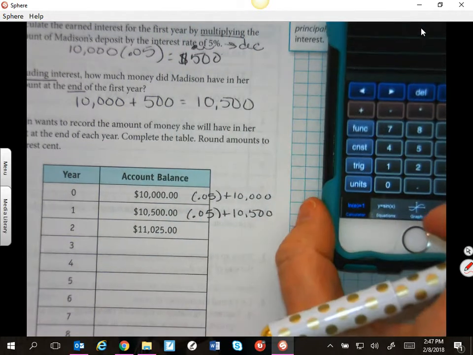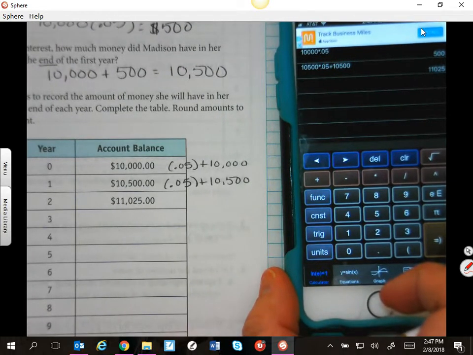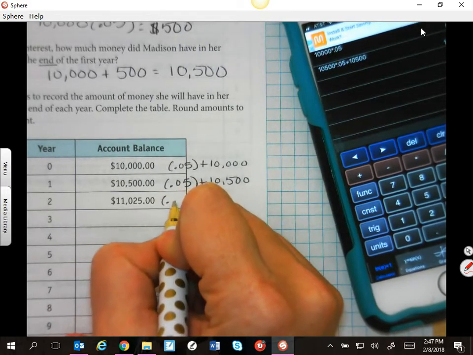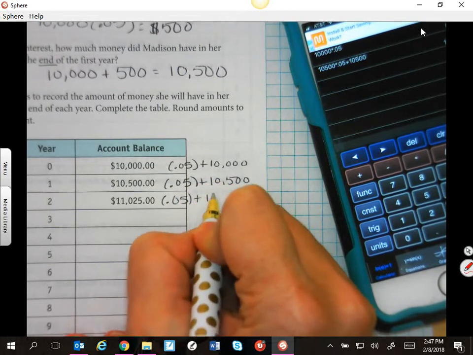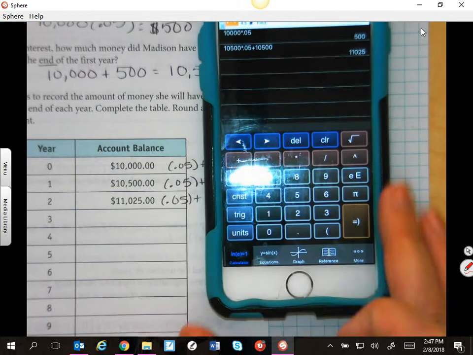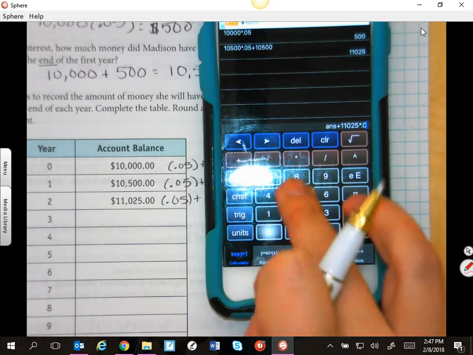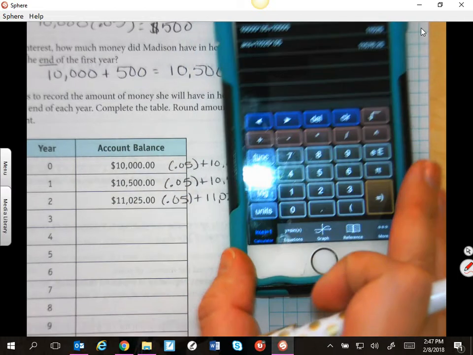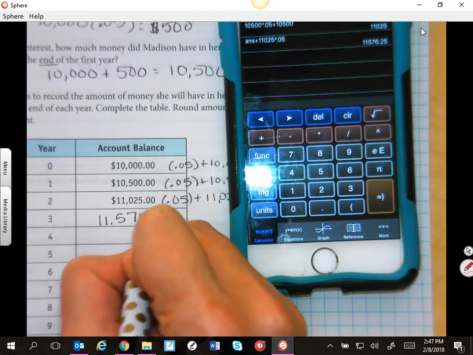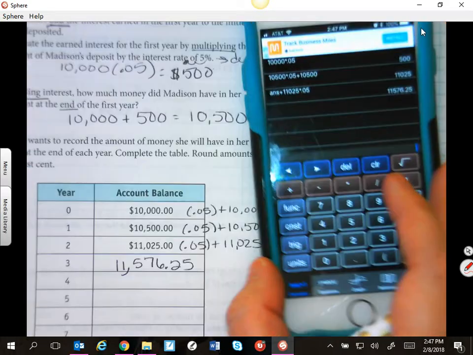I was discussing with a classmate who was working on this, there's got to be an easier way. I mean, do we really want to say 10,500 times 0.05 plus 11,025? Well, we can. We can say plus 11,025 times 0.05. Do we really want to do that for this whole table, though? Because now you can see that the numbers are going to get a little bit ugly.